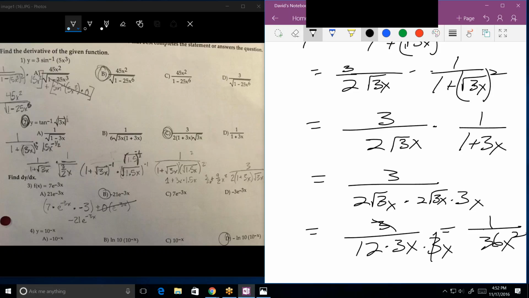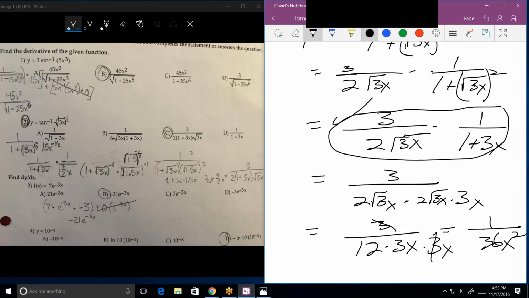That's what I have. Yeah, it is. In other words, if you look at this step here, I believe that's what I have. 3 over 1 plus 3x times the quantity, 2 times square root of 3x. Yeah. That's answer C. It's just that I went ahead and simplified.